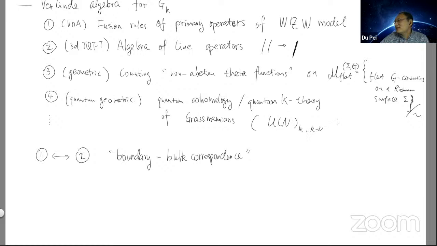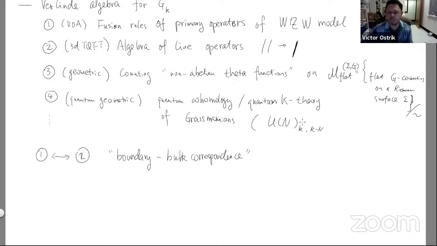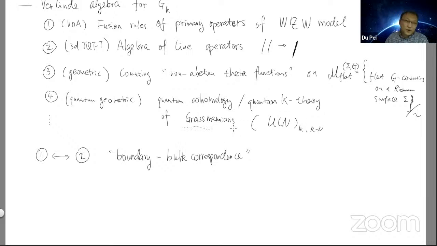But actually, this can be slightly generalized to any G, but times a U(1) factor, it turns out. And there, it will be something else that replaces Grassmannians. So it will be quantum cohomology or quantum K theory or some other space. But indeed, for Grassmannians, this is for U(N) at some specific level.